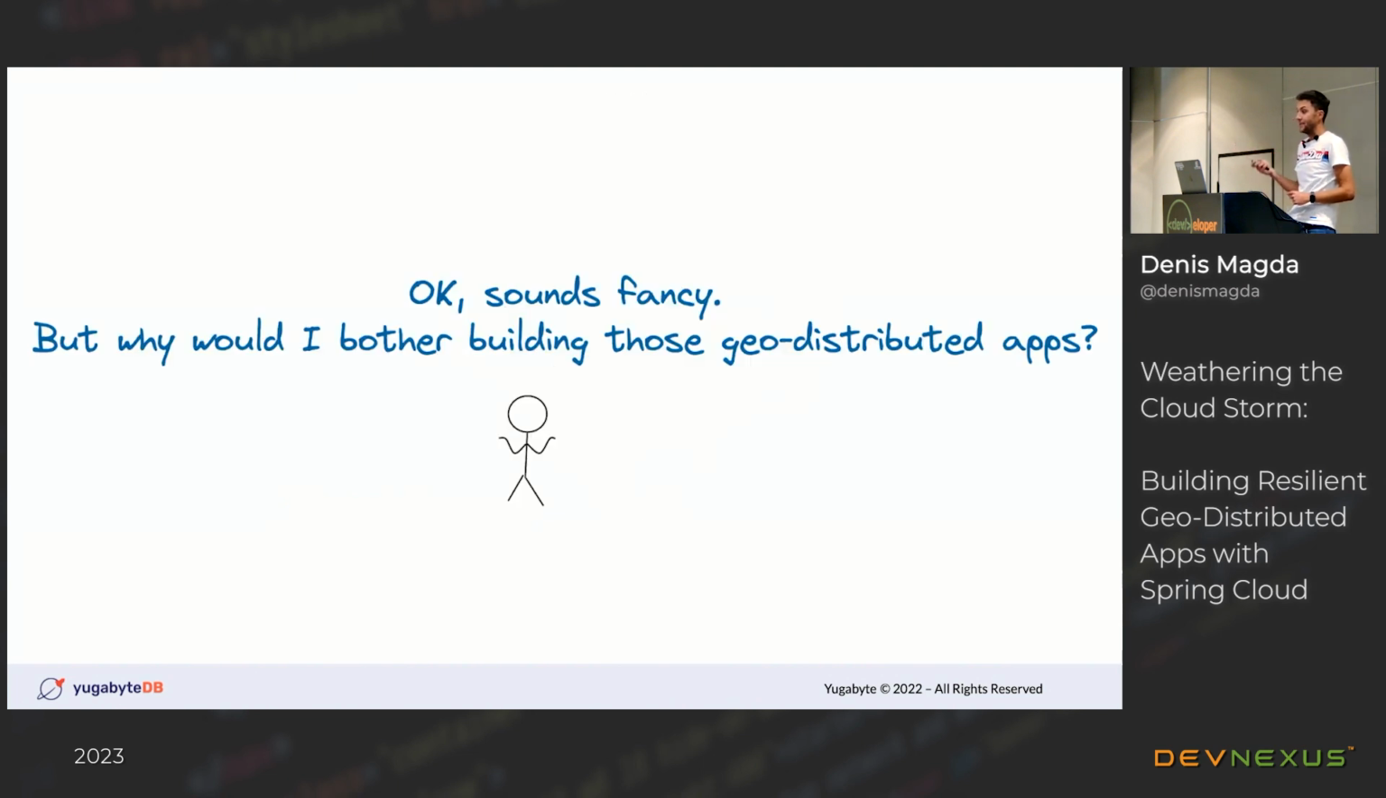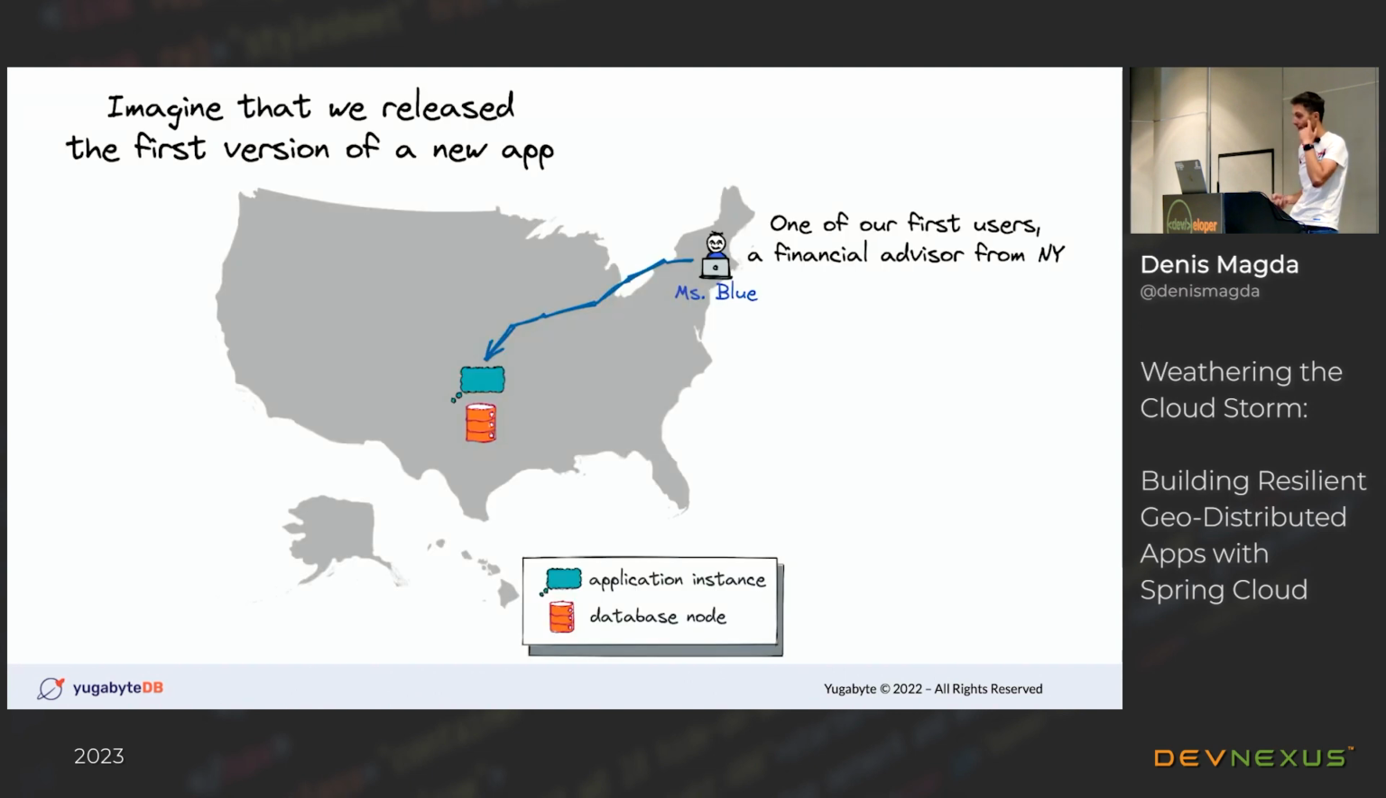All right, so now, these are the geo-distributed applications that you create. They are deployed across multiple geographies for high availability, performance, or compliance. And we are going to talk about high availability.